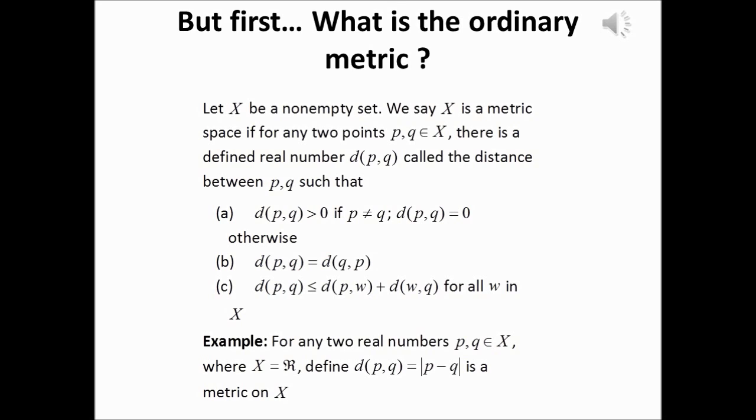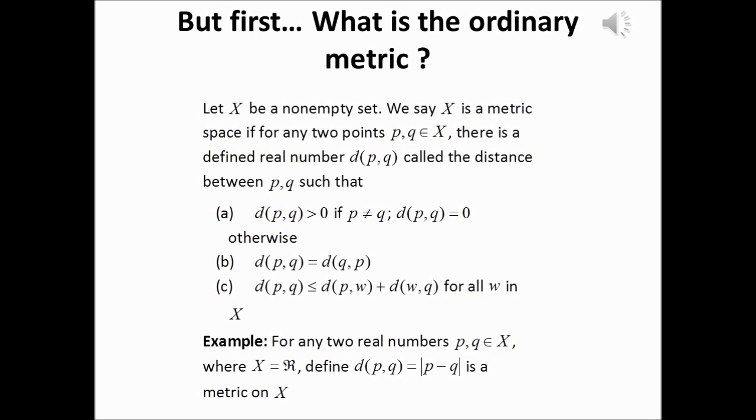A. The distance between P and Q is non-negative, which means that the distance between P and Q is greater than 0 if P is not equal to Q, and the distance between P and Q is 0 if P is equal to Q. B. The distance between P and Q is symmetric, which means the distance between P and Q is equal to the distance between Q and P.